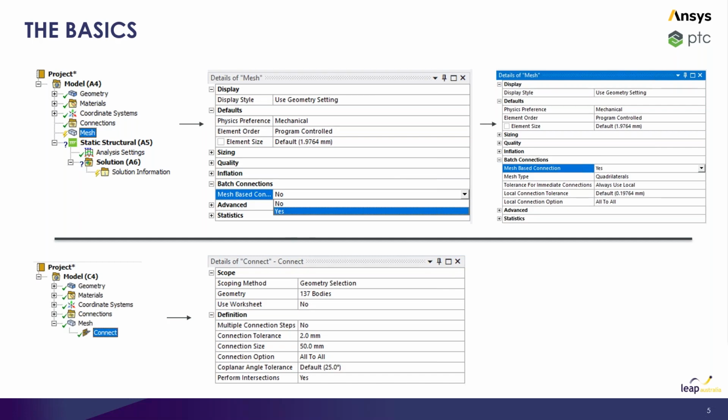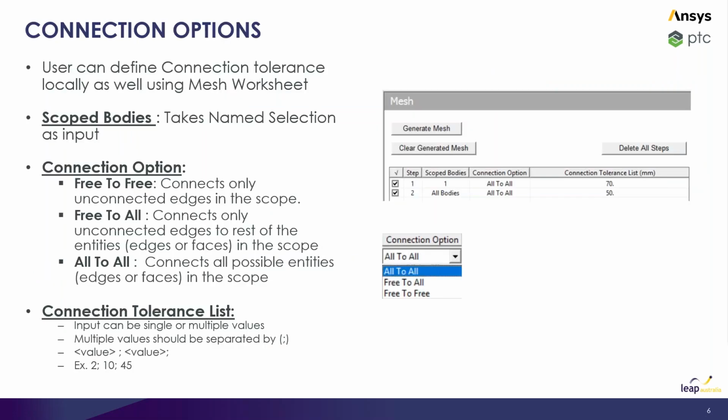Connection options, I'll get into a little bit more here. So there are three options: free to free, free to all, and all to all, right? As I said before, you can use batch connections in the worksheet. So the scoped bodies can either be all bodies or your name selections. So you can have name selections coming in from SpaceClaim or in Mechanical as well.